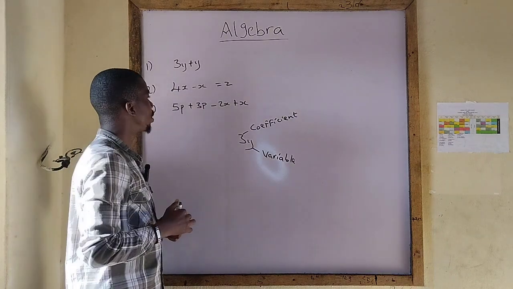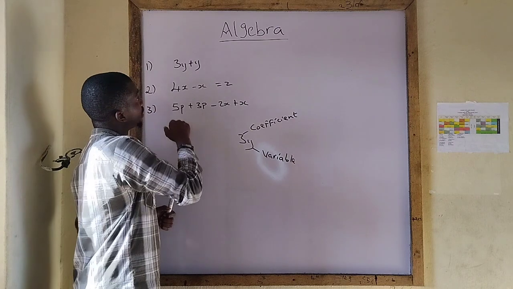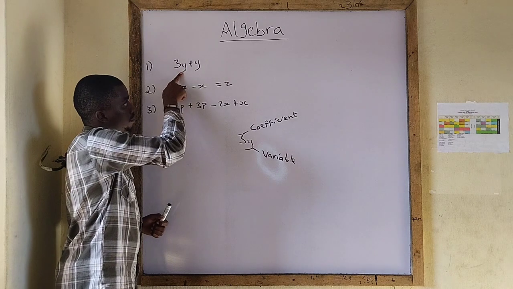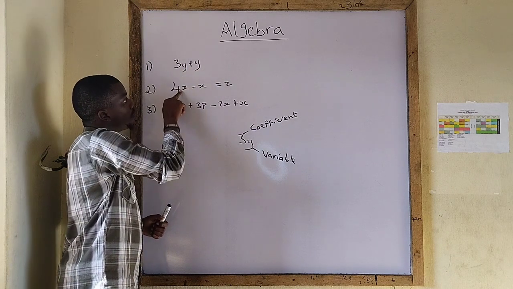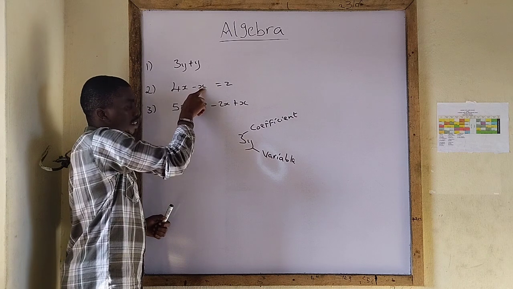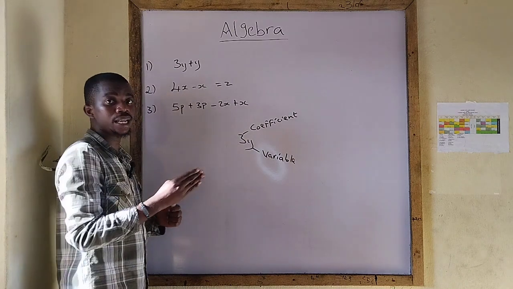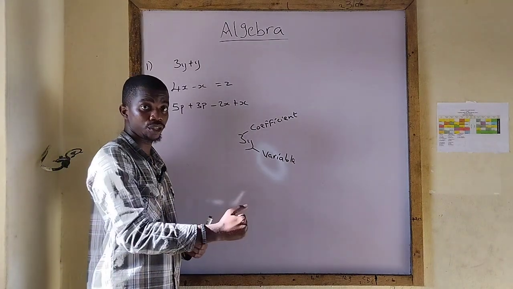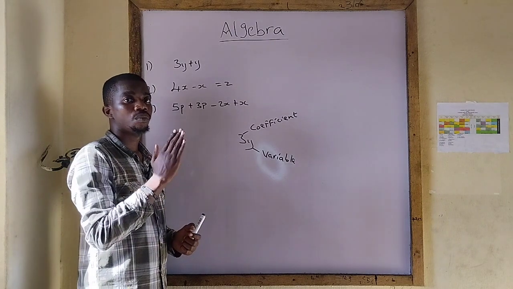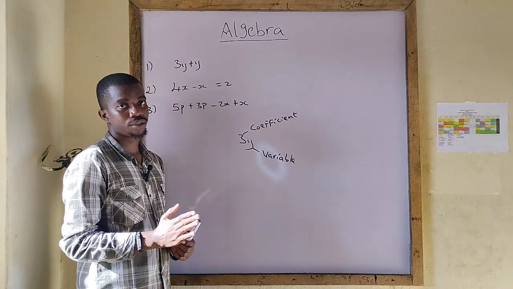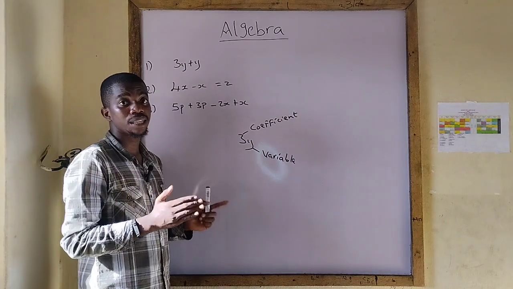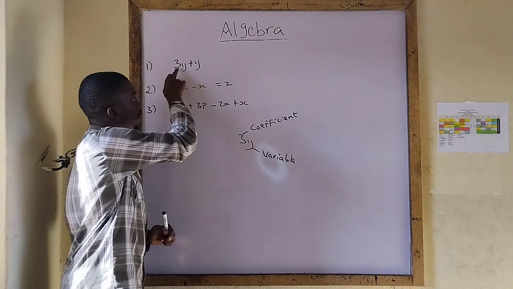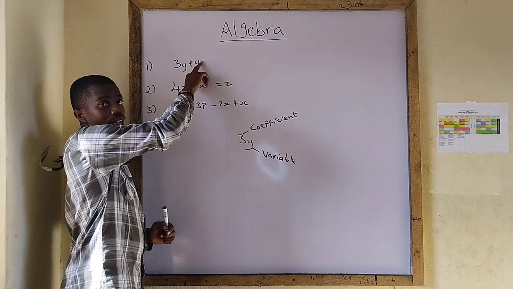Alright, so now the next thing we are going to consider is the terms. 3y is a term, y is a term, 4x is a term, x is a term. Now, terms in an algebraic expression are separated by addition or subtraction. Terms generally in mathematics are separated by addition or subtraction. So 3y is a term, y is a term.